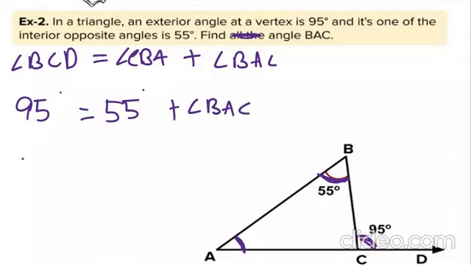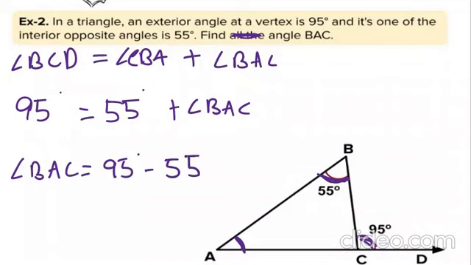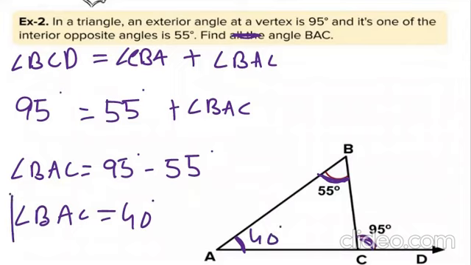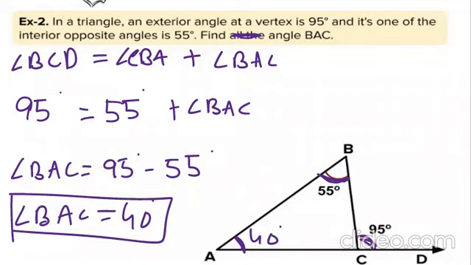How do I find BAC? Let's take BAC on the other side. So it will become 95 degrees minus 55. Correct? So now just calculate 95 minus 55. It will be nothing but 40 degrees. So angle BAC is equal to 40 degrees. If you want to recheck, you can do that also. 40 plus 55 is how much? It is 95. So is it 95?